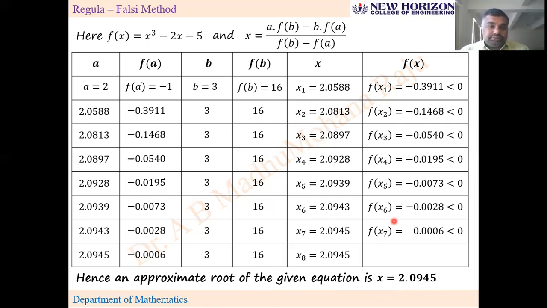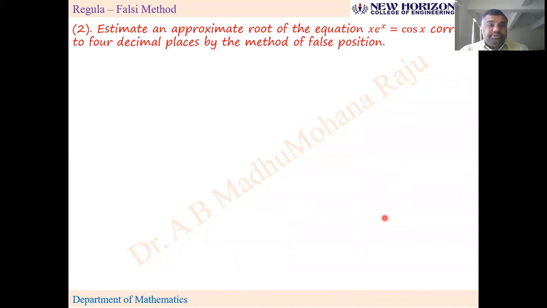Okay, next problem. Now we'll see the second problem. Estimate an approximate root of the equation x e power x is equal to cos x, corrected to 4 decimal places by the method of false position.